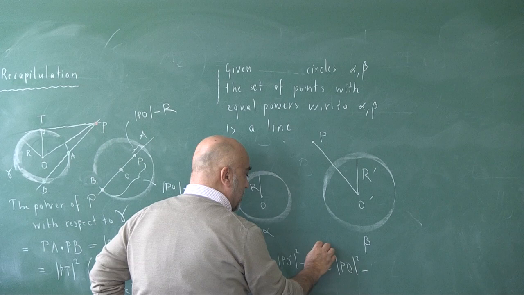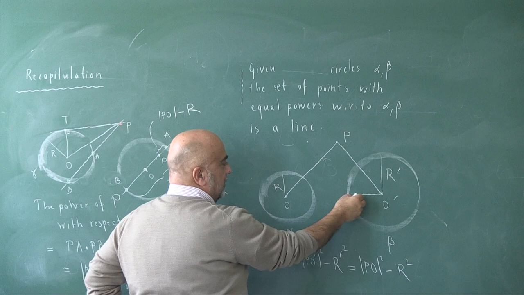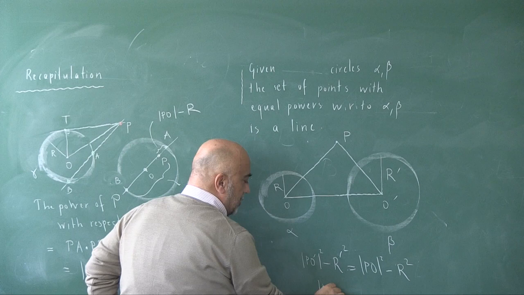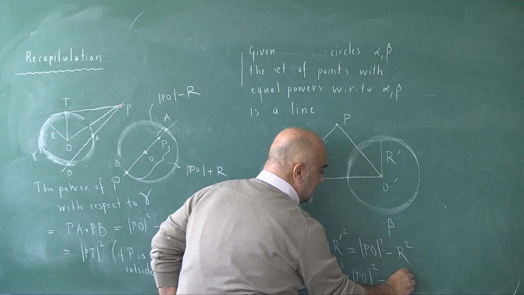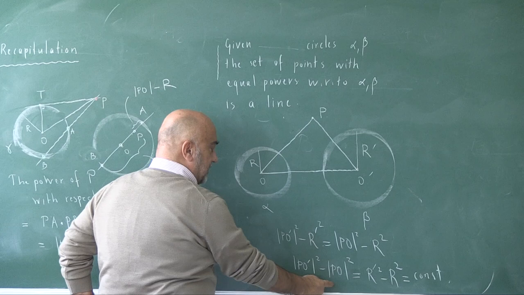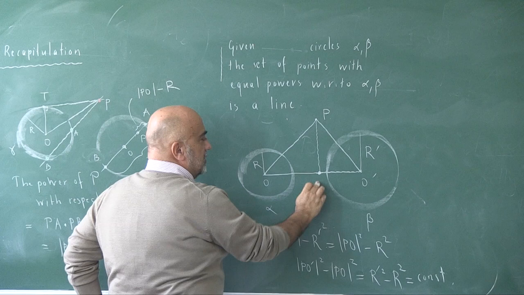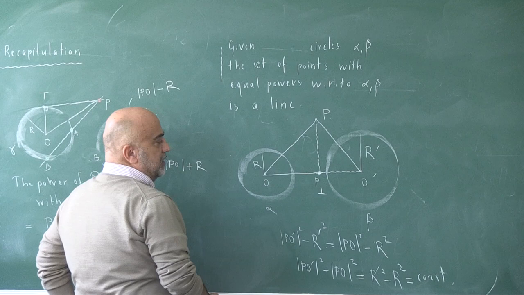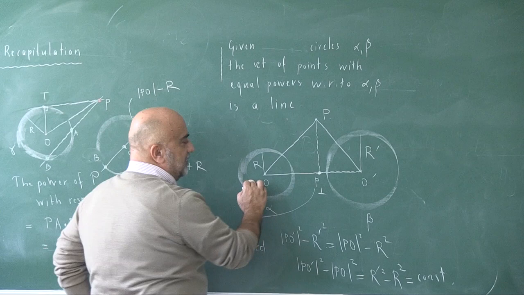So that means if you take the difference between PO prime squared and PO squared, that is equal to R prime squared minus R squared, which is a constant. The difference between the squares of the distances is equal to a constant. You can easily show that if you drop a perpendicular from the point P to the line OO prime, call the foot P perpendicular, this happens if and only if P perpendicular occupies a fixed position on the line OO prime.